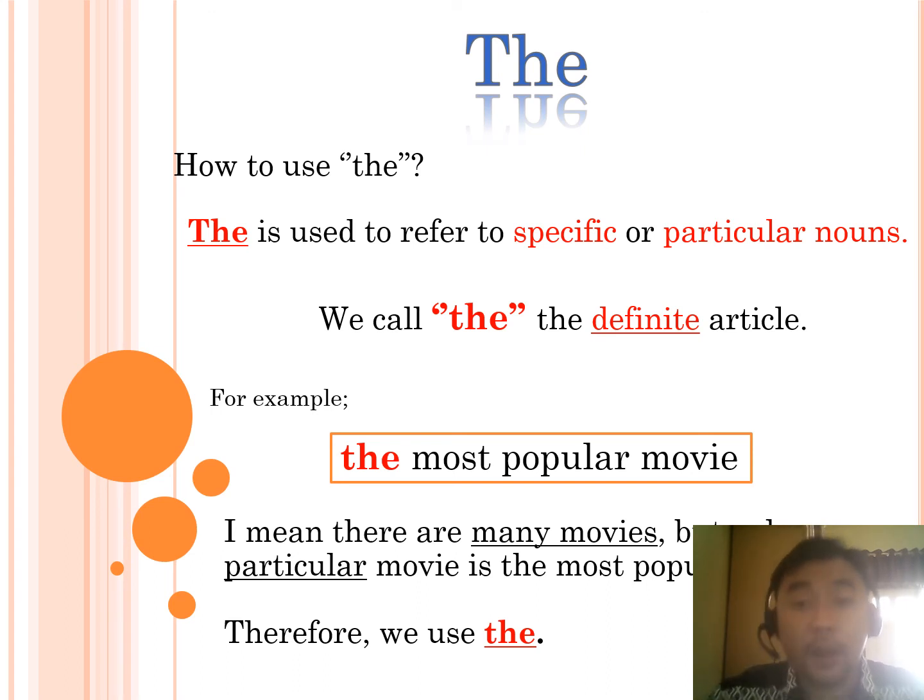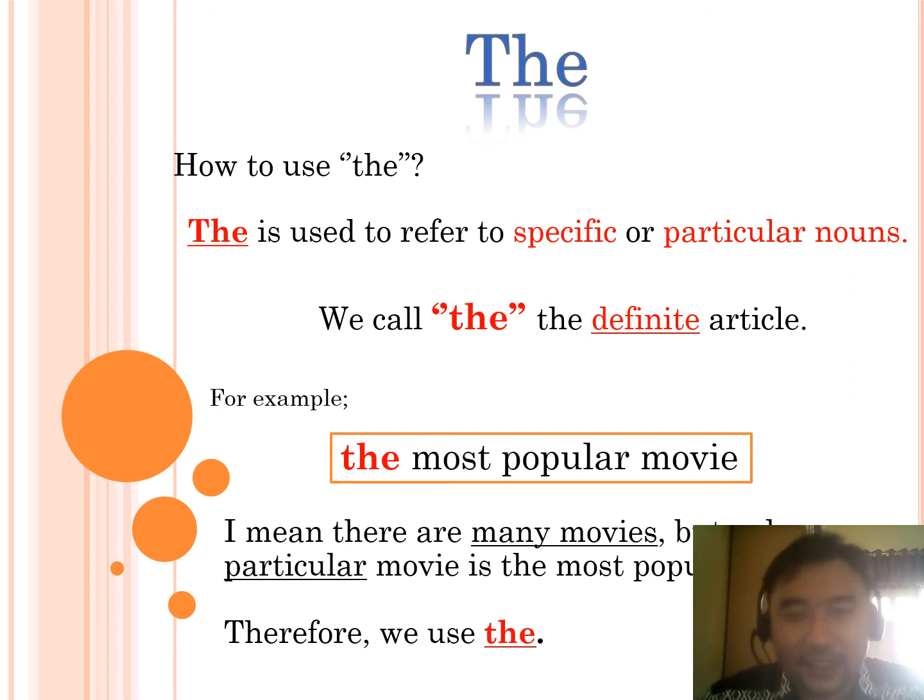Ya, I mean there are many movies, tapi hanya ada satu movie yang the most popular gitu ya. Kita sebut the most karena satu-satunya movie yang terkenal di situ. Ya, the most popular actor in Hollywood. Siapa tuh? Brad Pitt misalkan, Tom Cruise. Katakan Tom Cruise is the most popular actor of Hollywood. Ya, nggak beda jauh lah dengan saya.